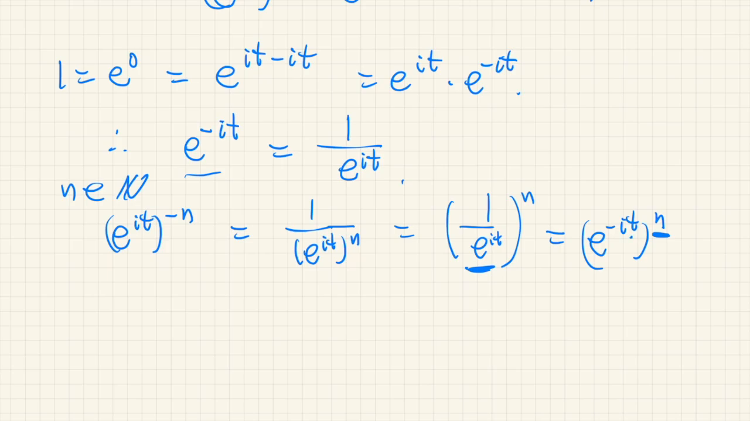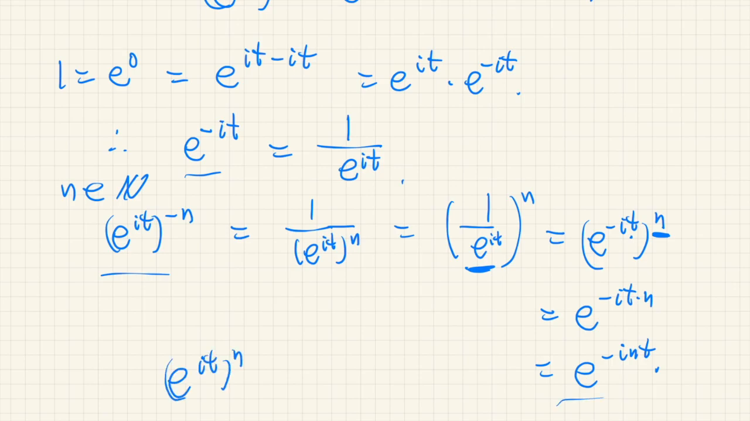This t can be positive or negative. It can be whatever. It's just a real number. So we can use the previous result, and we have e to the power of negative it times n. And of course, this is negative int. And so for any integers, whether it's positive or negative or 0, we have this relation. And we are done.